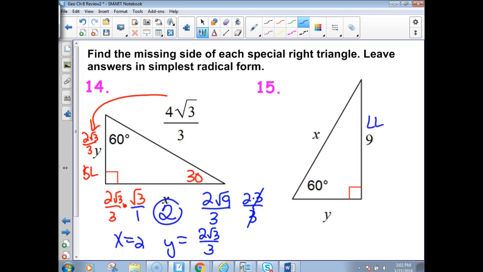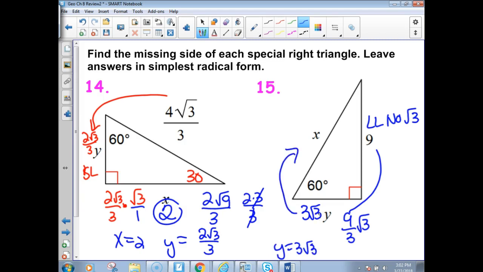All right, this is the long leg on 15 with no square root of 3 on it. In your notes, it says, if you have the long leg with no square root of 3, you will divide it by 3 to get the short leg and put on a square root of 3. 9 divided by 3 is 3. So this is going to be 3 square roots of 3. Y equals 3 root 3. To get the hypotenuse, then, you multiply the short leg by 2. 2 times 3 root 3 would be 6 root 3.